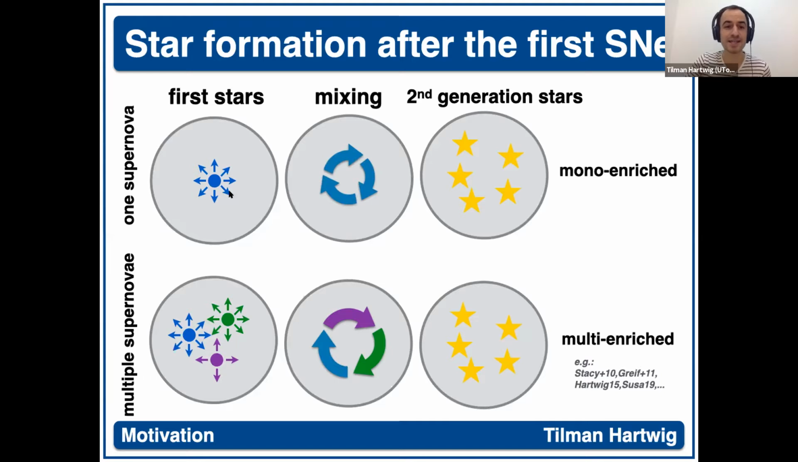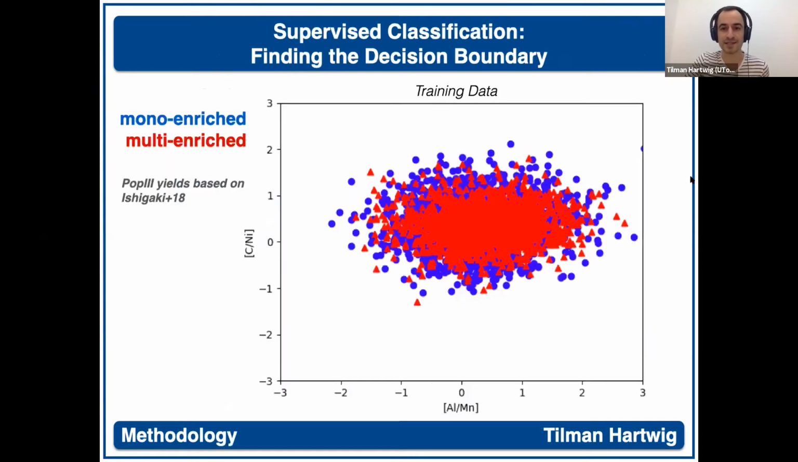Now, the question is, we can't observe the first stars. We would like to, but we can't at the moment. So my question that I would like to answer is, can we distinguish these two scenarios, mono-enriched or multi-enriched, by looking at the chemical composition of the second generation stars? Because this is something that we can observe. And so this is a beautiful setup for supervised machine learning. And that's what we did.